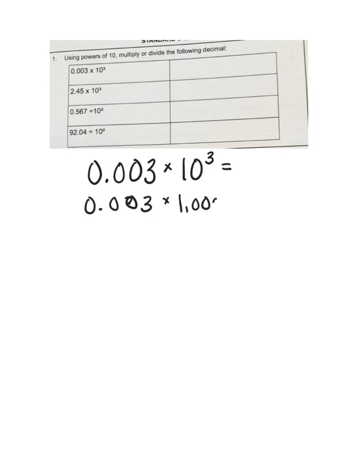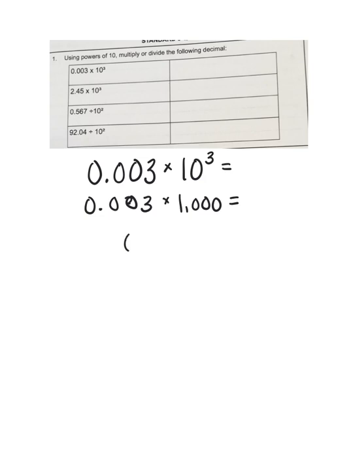Okay, so for this first problem, we're going to multiply or divide decimals by powers of 10. I'm going to start with 3 thousandths times 10 to the third power. The first thing you want to ask yourself is, what is the value of 10 to the third power? So we're going to be multiplying 3 thousandths times 1,000.